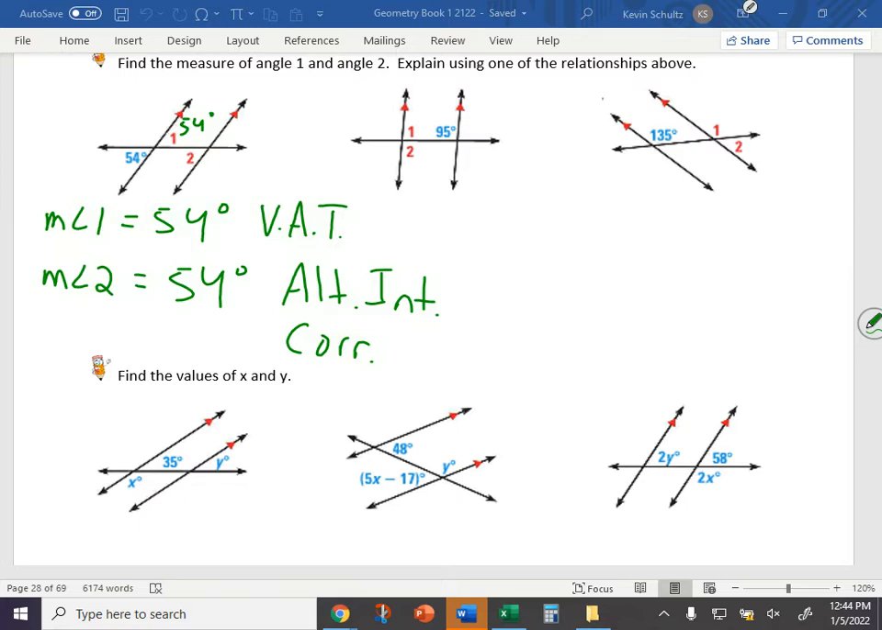All right? Let's look at the next one. I'm going to have to write a little smaller, I believe, here. Okay? Angle 1 and angle 2. What do you see? What can you determine? Drake?